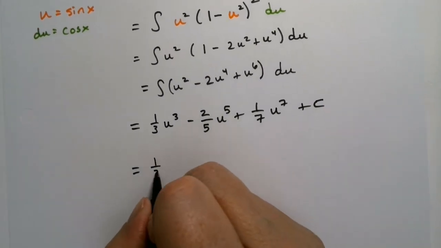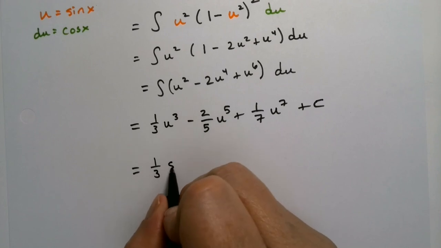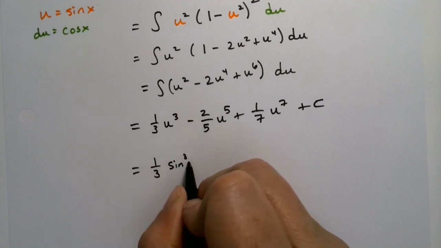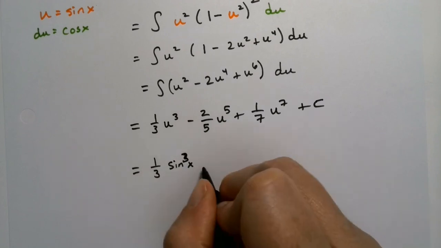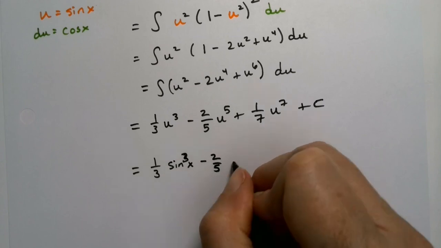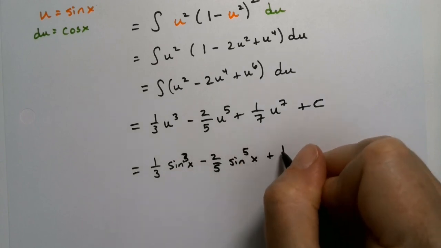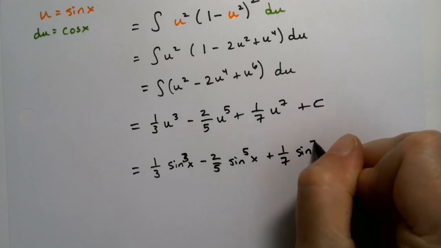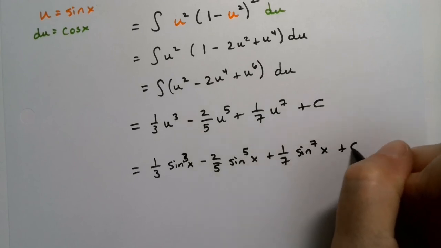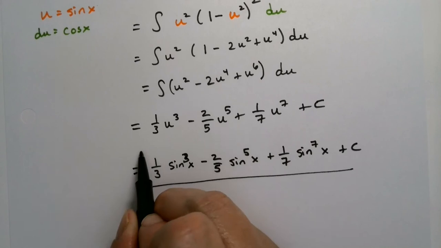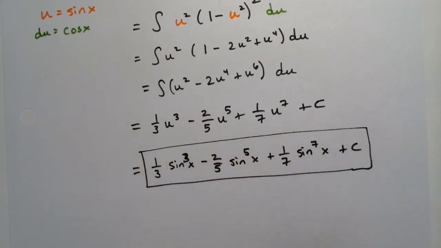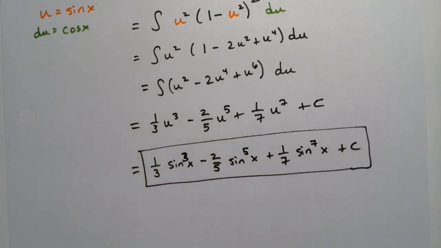which is, and now I can put back in what u was. It was sine. So I have sine cubed of x minus 2/5 sine to the 5th of x plus 1/7 sine to the 7th of x. So techniques number 1 and 2 are very similar and not too difficult to use. Seems all right.